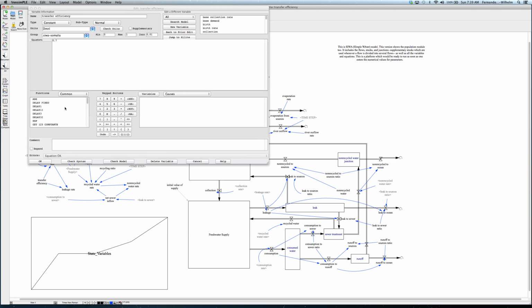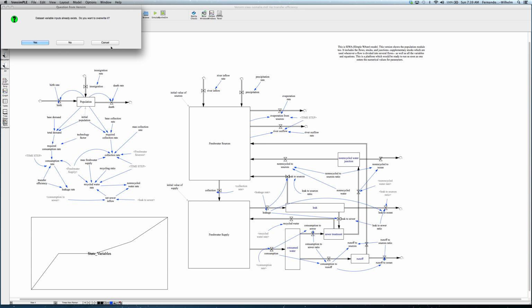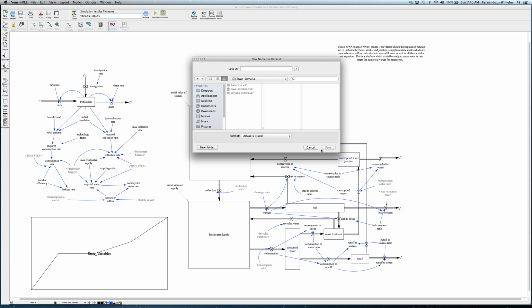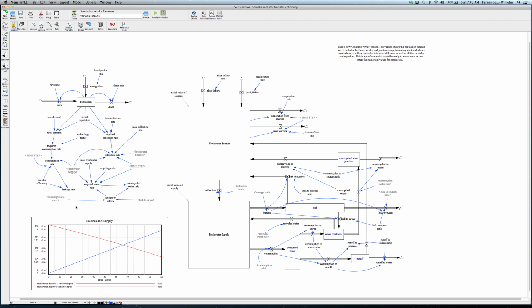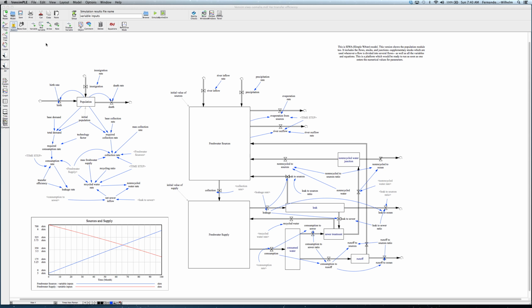So I'm going to rerun the simulation. Let me rerun it again with those values. Actually, I want to go back to the base case. Let me say no here, because I want to go back to the base case. Let me cancel out of this. I'm just going to overwrite it. And okay, so we go back to 70%. This is what you get.